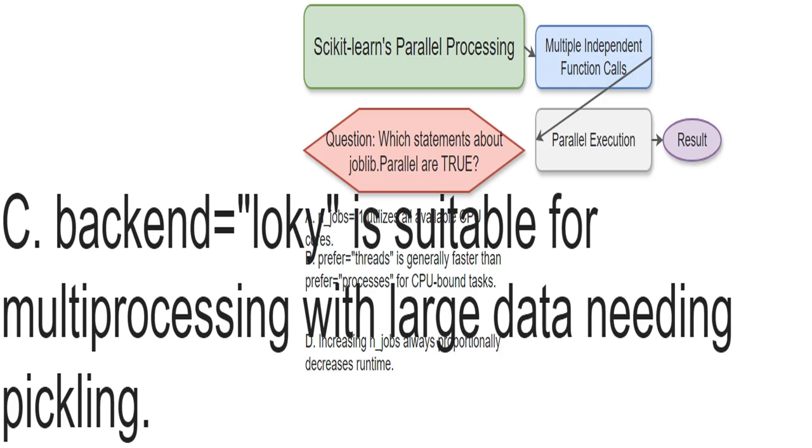The backend option selects the method used for parallel execution. Loky is an excellent choice when dealing with large data because it's designed to handle the serialization, pickling, needed when moving large datasets between processors or cores efficiently.